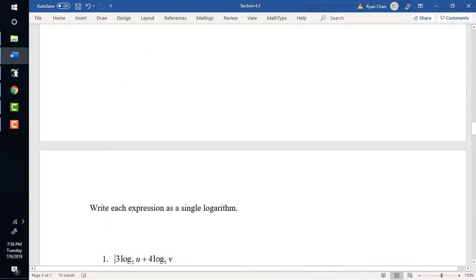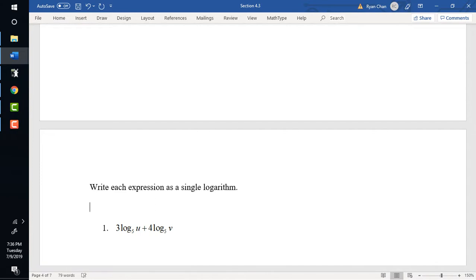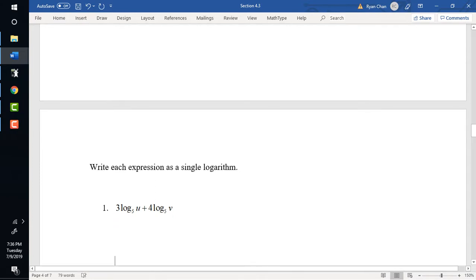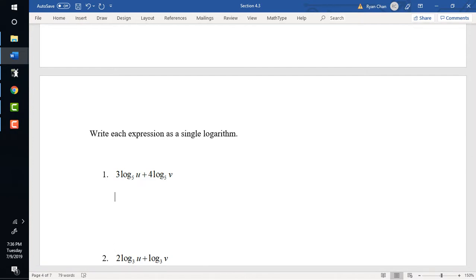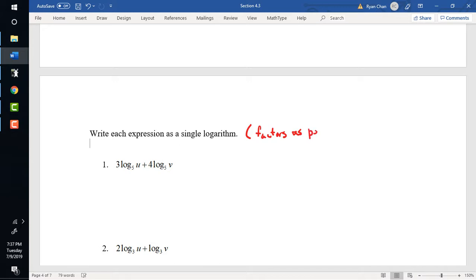The second part of section 4.3 deals with the following. You're essentially going to go backwards. So they will give you multiple logs, and then you have to write it as a single log. And I forgot to write this down, but you want to write your factors as powers. Sometimes just your coefficients.